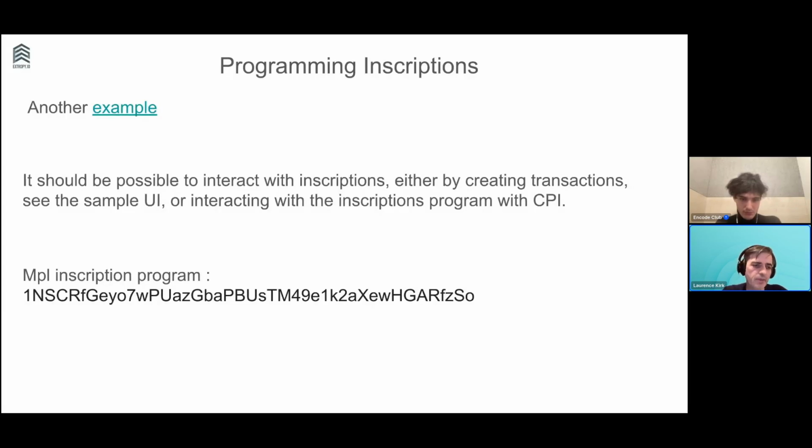So the basic idea behind this is that if you want to interact programmatically and use inscriptions, you want to go beyond just using the Libreplex UI. The choices you have are to copy the sample UI and do something similar, so you create the instructions and the transaction and send that in. Or if you want to get involved with the inscription programs directly from your own program, then you can use cross-program invocation to do that. That's just the standard way that you would interact with the programs.